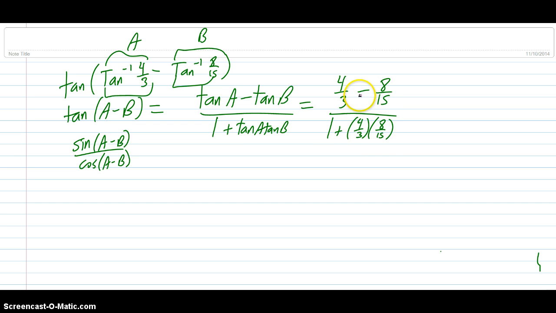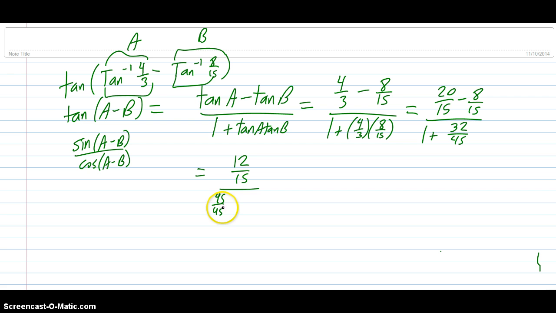Only problem about doing it this way is you have to get some common denominators, which isn't so bad because the common denominator between 3 and 15 is 15. I only have to multiply the 4 over 3 by 5 over 5, so I get 20 over 15 minus 8 over 15 divided by 1 plus, and I just quickly multiply 32 over 45. Okay? So the top becomes, what, 12 over 15 divided by, I'm going to change the 1 to 45 over 45 plus 32 over 45, and I end up with 12 over 15 divided by 77 over 45.